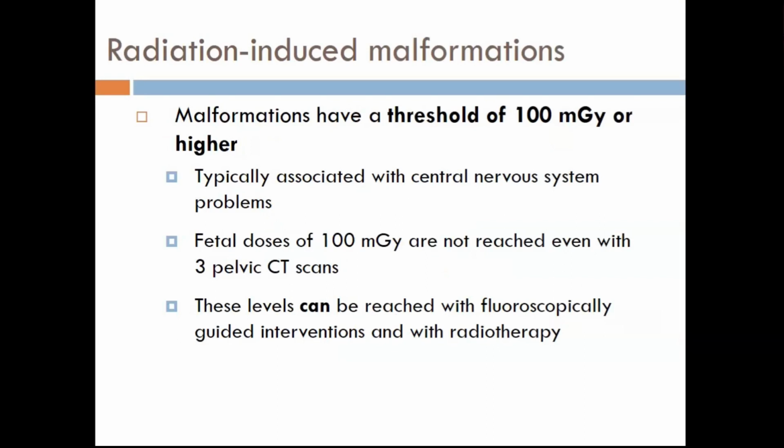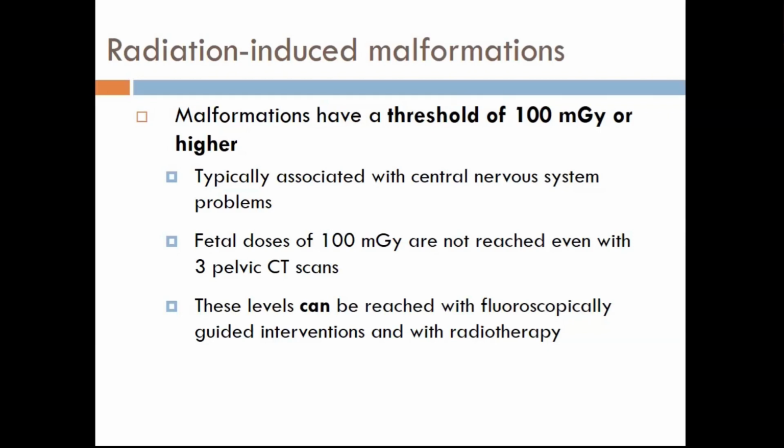Okay, perfect. So nothing. Malformation has a threshold. Here again, the threshold comes: that is 100 milligray or higher, typically associated with central nervous system problems. Fetal doses of 100 milligray are not reached even with 3 pelvic CT scans, right? So if inadvertently the mother had a fall and got an X-ray done and the mother is pregnant, please don't tell her to abort the baby. You can just follow up.